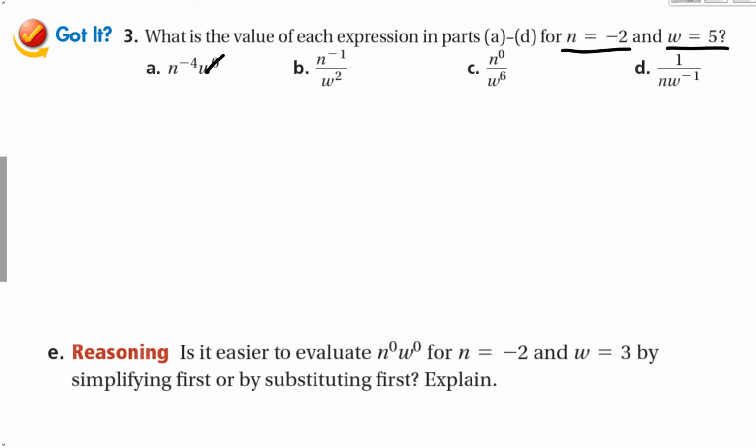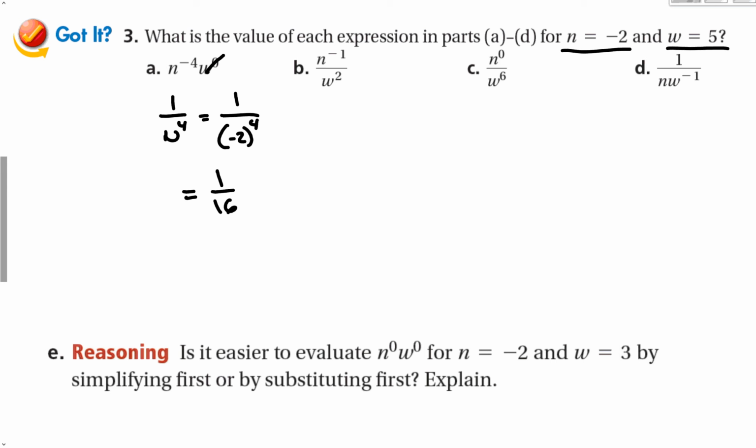Okay, so now that I got rid of that w to the 0 power, my expression looks like this: 1 over n to the positive 4 power, which gives me 1 over negative 2 to the positive 4 power. Now all I have to do is raise negative 2 to the 4th power. A negative times a negative times a negative times a negative, 4 times, is going to give me a positive. So my answer is 1 over 16. And in fact, anytime we have a negative raised to an even exponent, the negative will cancel out.